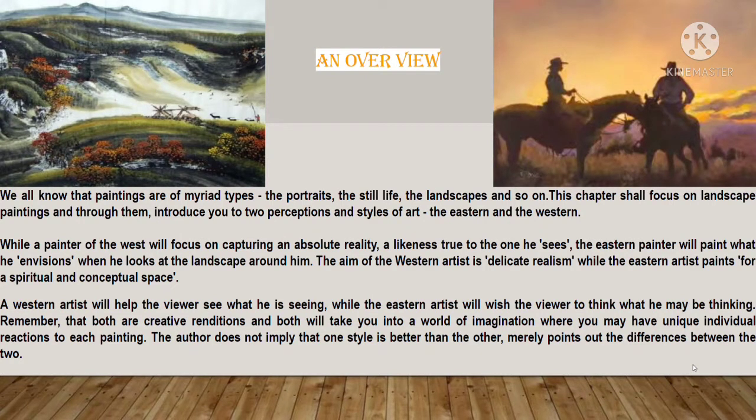While a painter of the West will focus on capturing an absolute reality, a likeness true to the one he sees, the Eastern painter will paint what he envisions, even when he looks at a landscape around him. The aim of the Western artist is delicate realism, while the Eastern artist paints for a spiritual and conceptual space. A Western artist will help the viewer see what he is seeing. That is why you are able to infer that painting B was of sunset, while the Eastern artist will wish the viewer to think what he may be thinking.